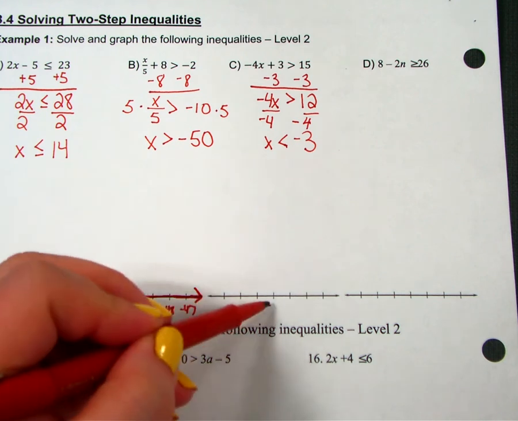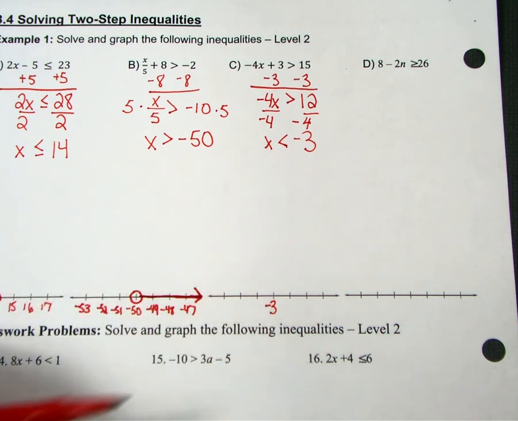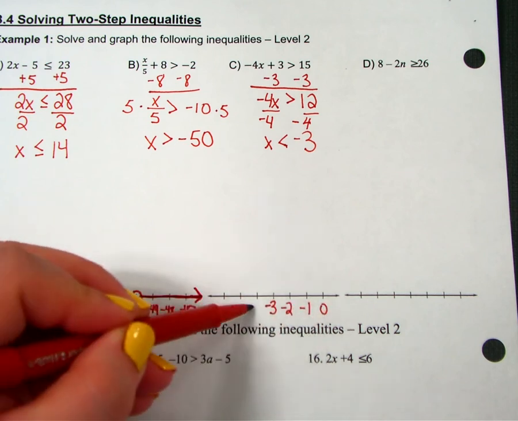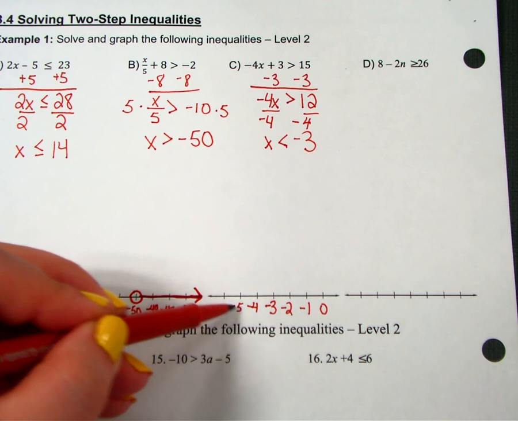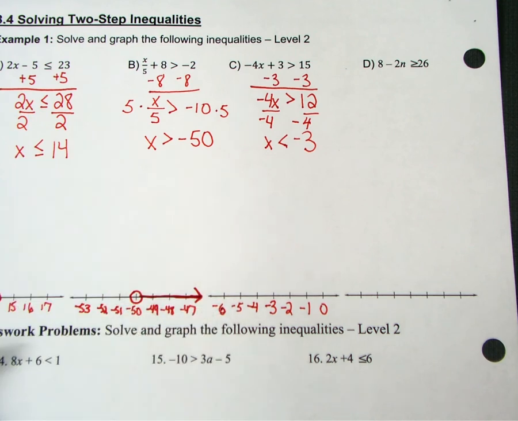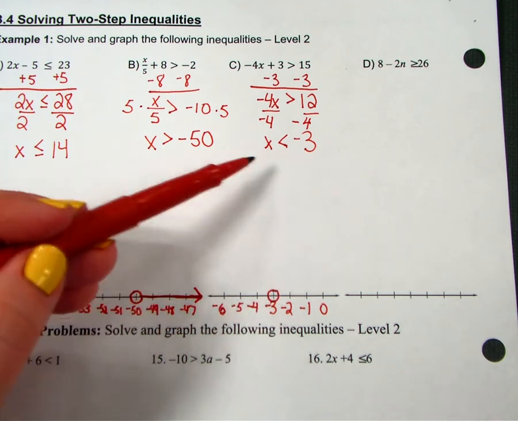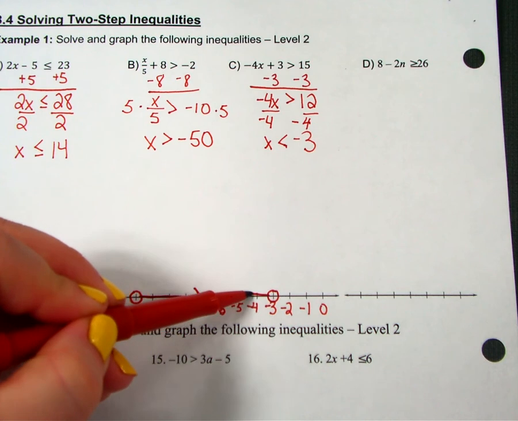So I have -3 in the middle, then -2, -1, 0. -4, -5, -6. Open circle because it's not equal to, and it's in Venn form, so I'm going to shade to the right.